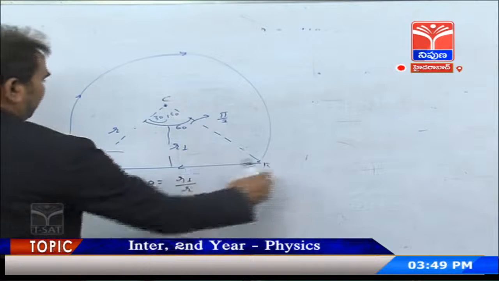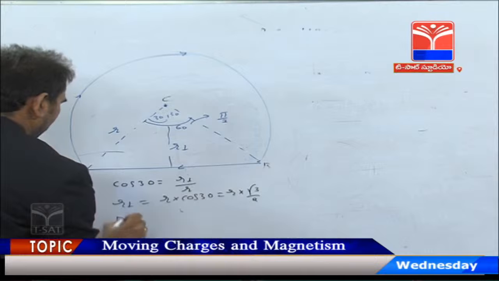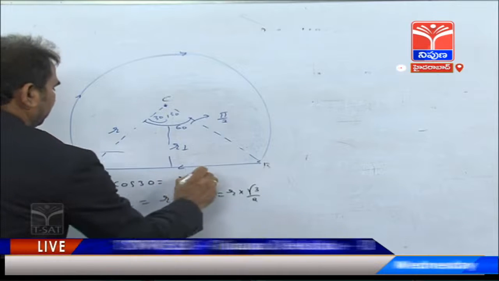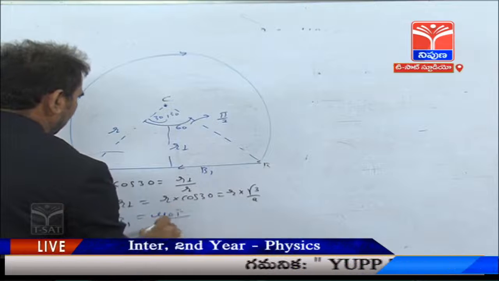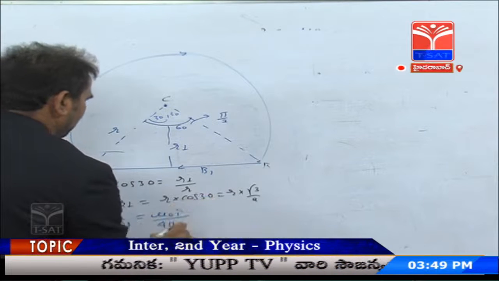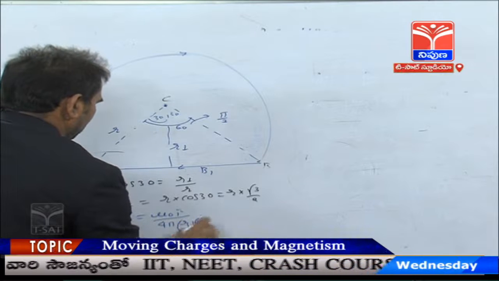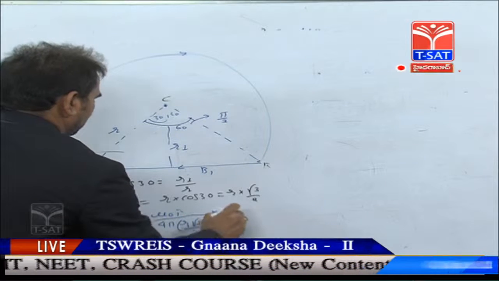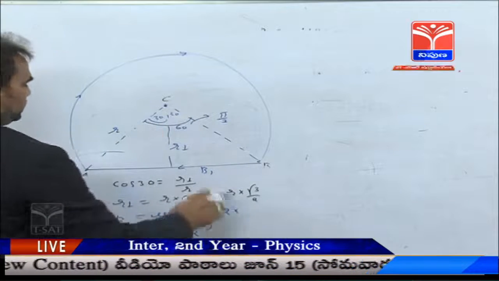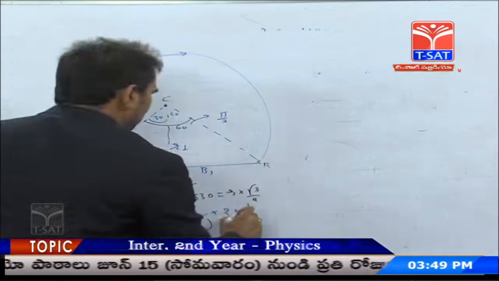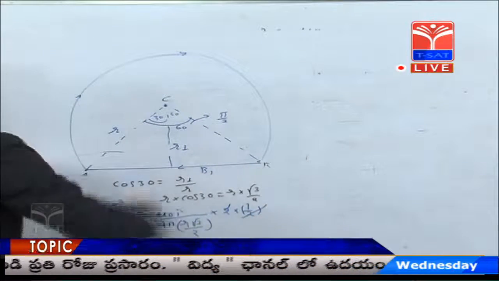Next, the magnetic field induction due to this AB conductor, let this be B1. B1 is equal to mu naught I upon 4 pi into perpendicular distance r into root 3 by 2 into sin alpha plus sin beta. Sin alpha plus sin beta means 2 into sin 30. Sin 30 value is nothing but 1 by 2. 2 gets cancelled.